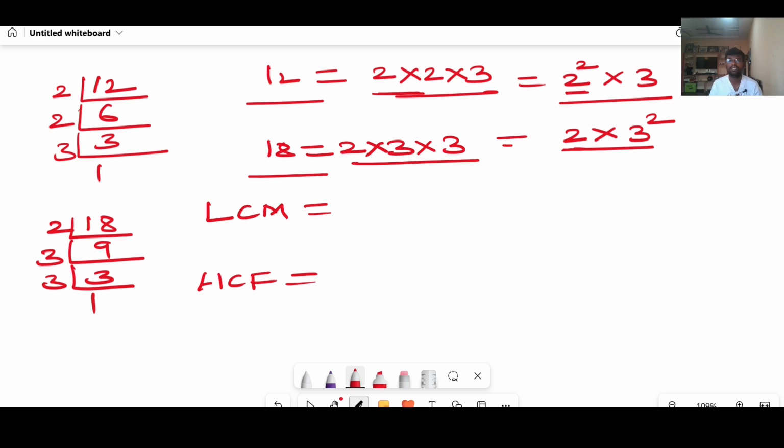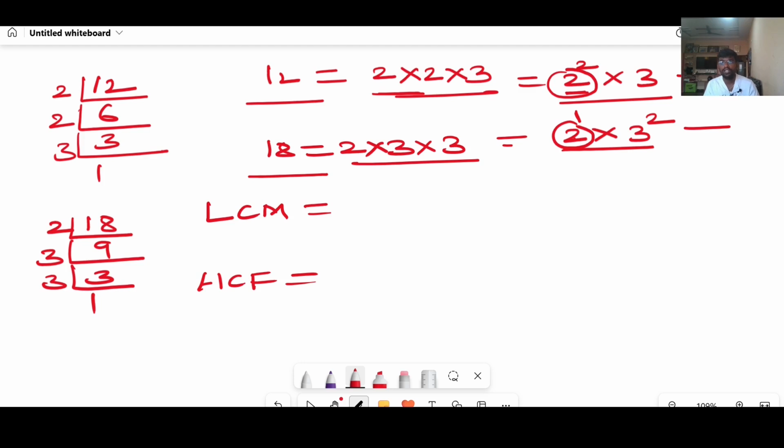Okay, I will explain here. HCF means a common factor should be present between both the numbers' factors. What is the common factor? 2. Here 2 is present here, right? What is the exponent of this 2? 1. What is the exponent of this 2? 2.